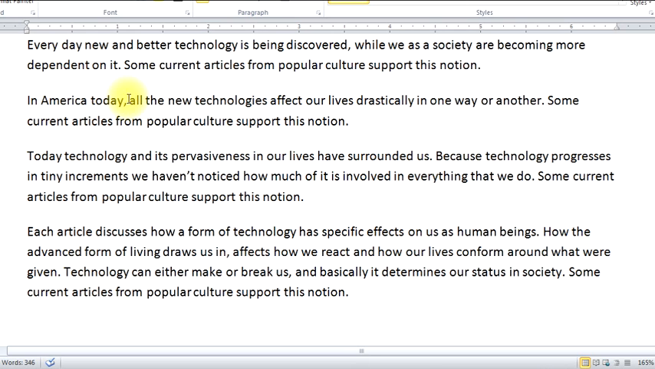"In America today, all the new technologies affect our lives drastically in one way or another." See, this is the same problem. It's way too vague. I mean, there are new technologies happening every day in the medical field. How about in climate science? New technologies there. What about in the nano particle realm of laboratory work? There's new technologies there. It will affect our lives, but not in the way these articles are showing.